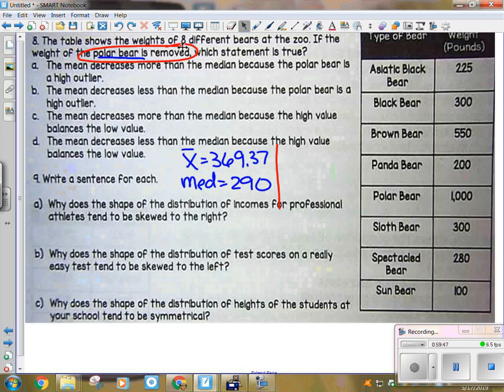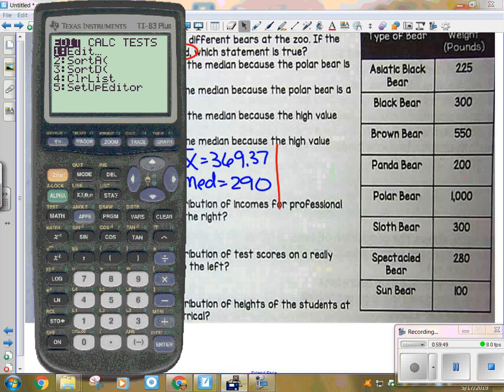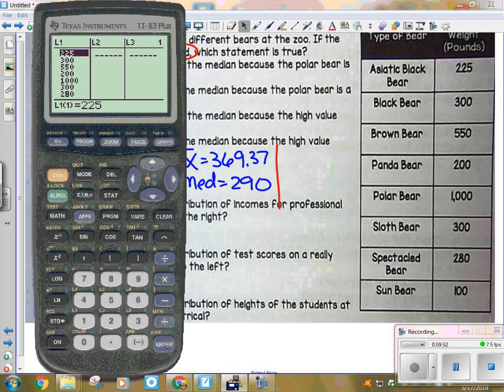So I'm going to pull up my data. I'm going to go back to stat. I'm going to go to edit. And I'm going to go down the list to 1,000. And I'm going to delete the number. So now when I go down the list, instead of having 8 bears in there, I only have 7 because it's waiting on the 8th one.